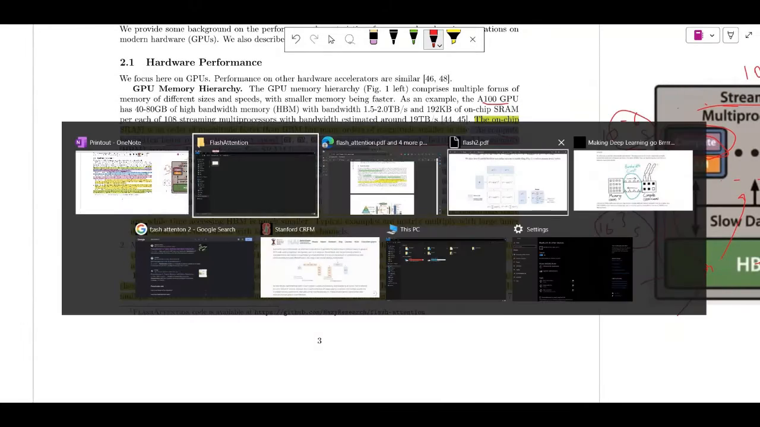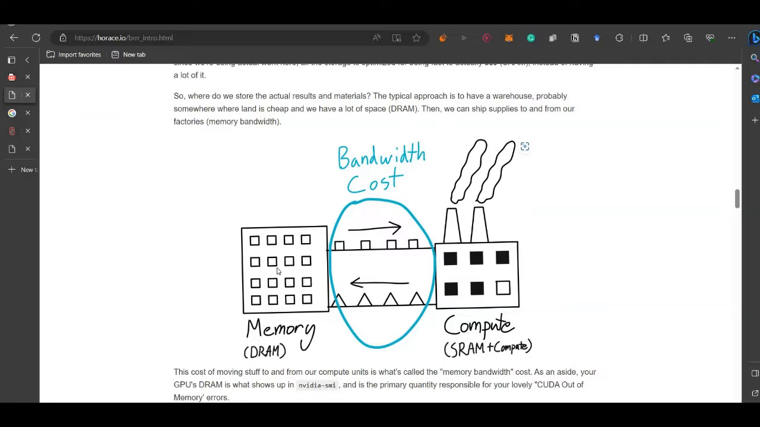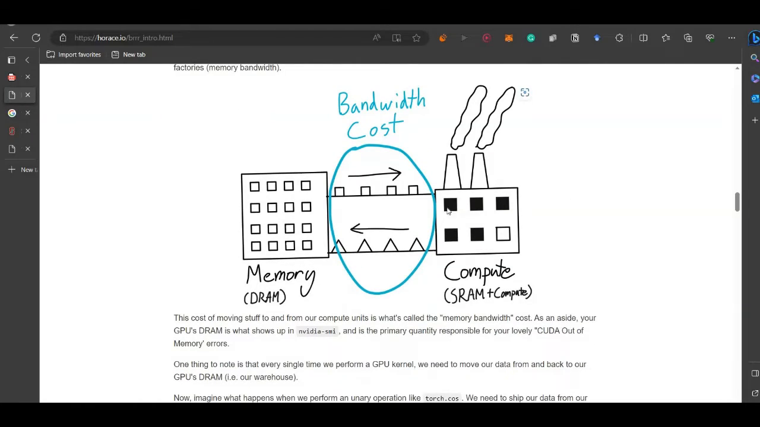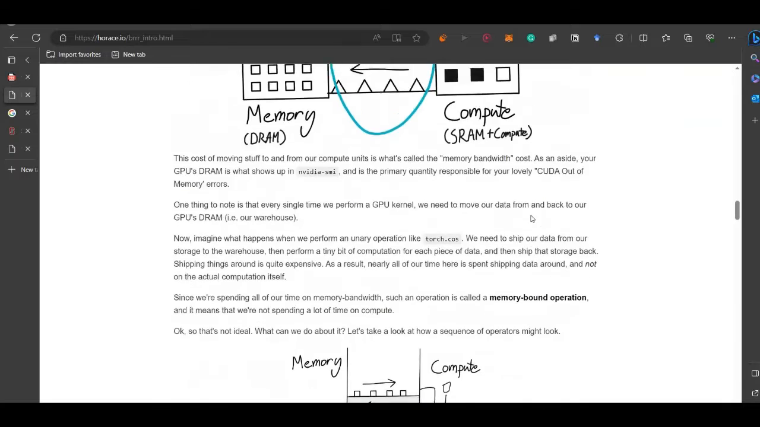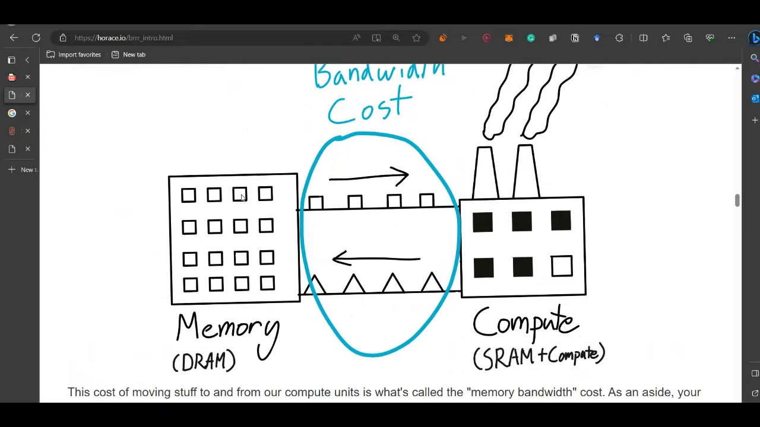There is this blog which explains it much better. Your memory is like your warehouse and your SRAM is like your factory, and you are transferring raw materials from your warehouse to your factory. So currently there's this bandwidth cost, and if the rate at which you supply materials is very slow compared to how the factory works, then the factory won't be operating at its entire capacity.